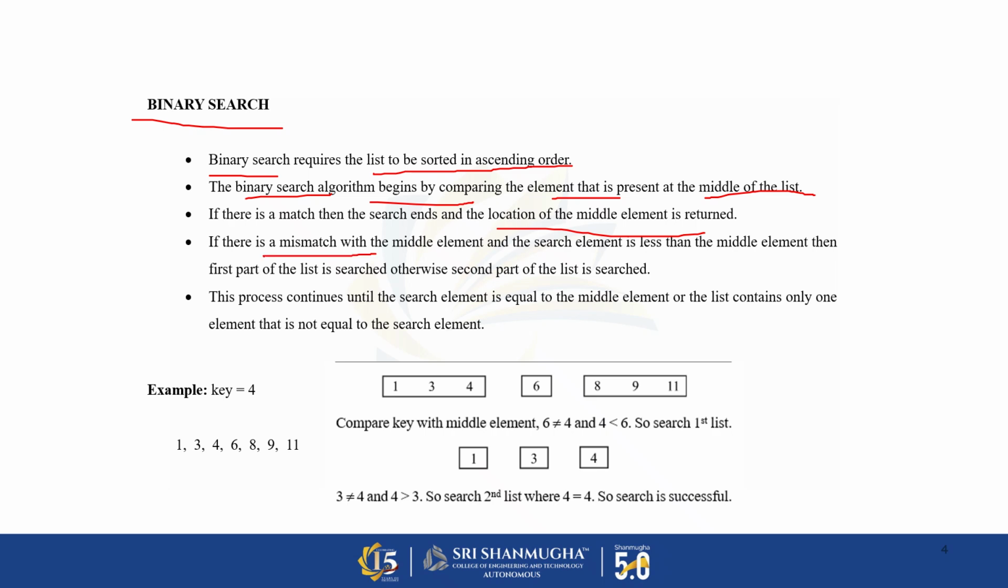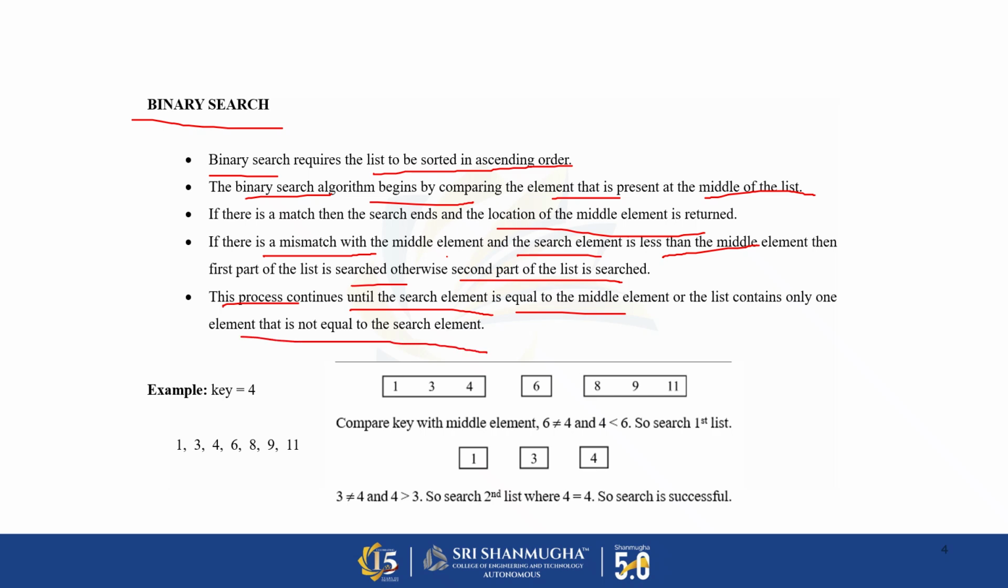If there is a mismatch with the middle element and the search element is less than the middle element, then the first part of the list is searched, otherwise the second part of the list is searched. The process continues until the search element is equal to the middle element or the list contains only one element that is not equal to the search element.